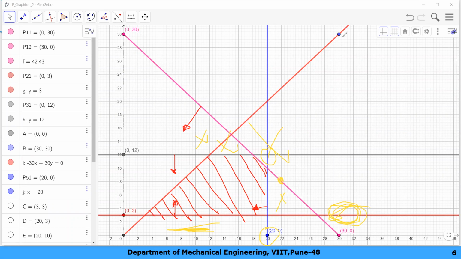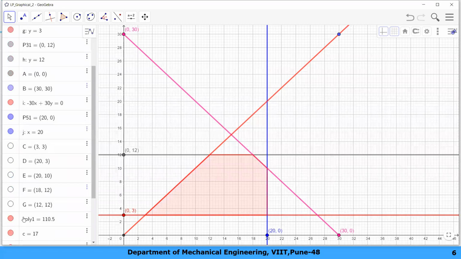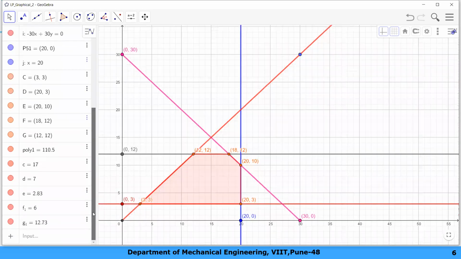Okay, so this zone is your feasible region. Okay, this much task is a little difficult. The next part is very easy. Just you need to identify the corner points. So if you have drawn these equations on the graph paper, you will get all the coordinates of the corner points. Now using these corner points, you are going to calculate various z values.